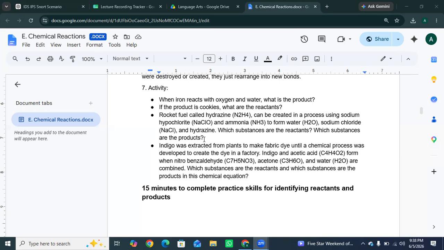Indigo was extracted from plants to make fabric dye until a chemical process was developed to create the dye in a factory. Indigo and acetic acid form when nitrobenzaldehyde, acetone, and water are combined. Which substances are the reactants and which substances are the products in a chemical equation?